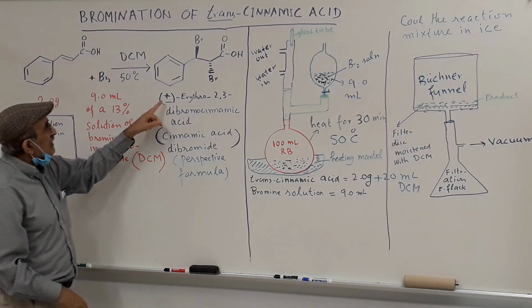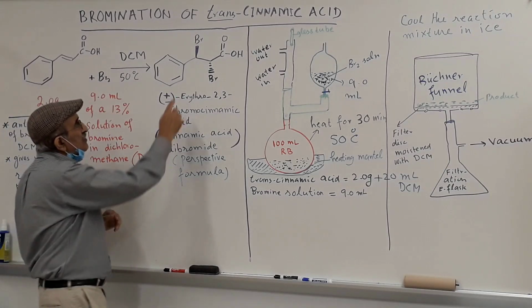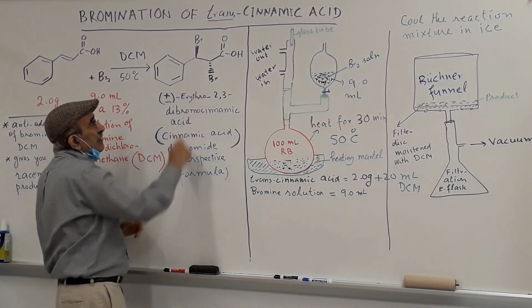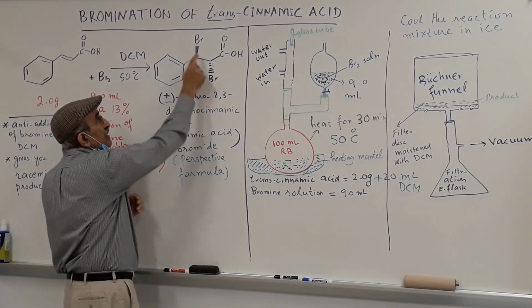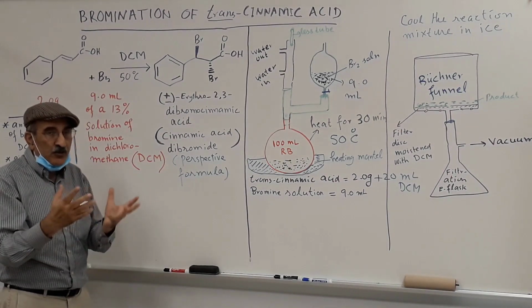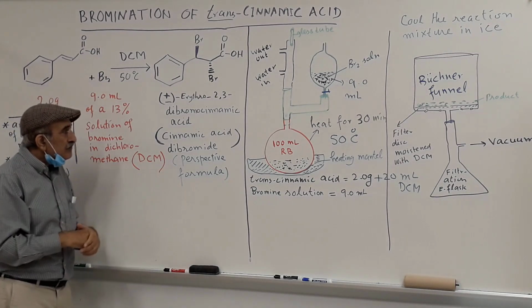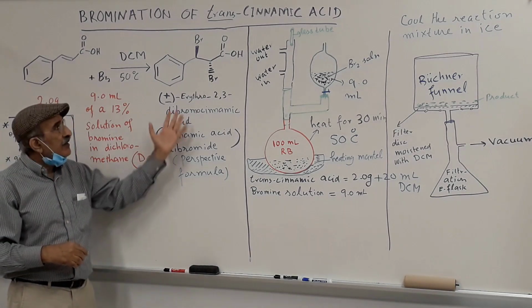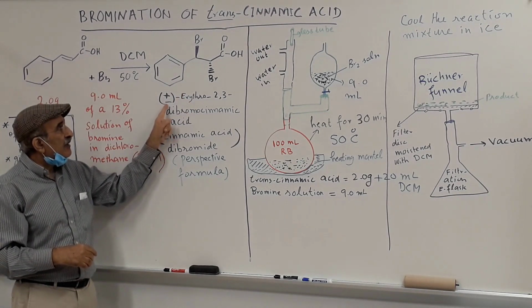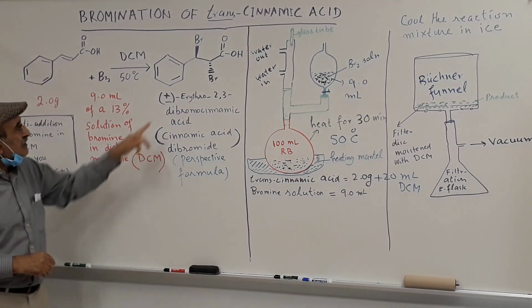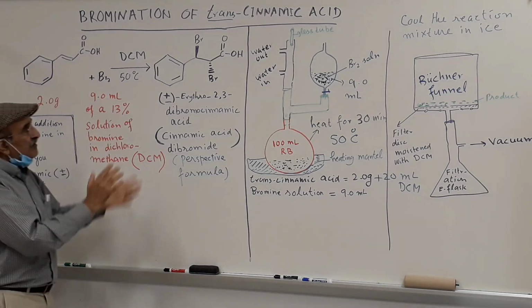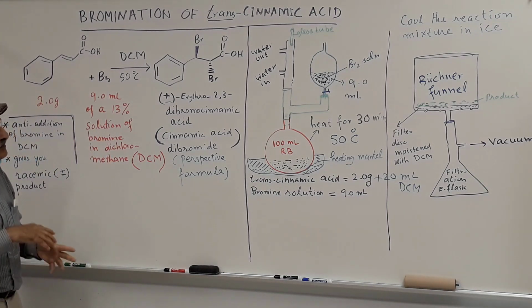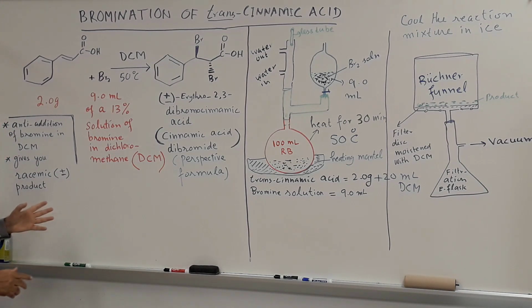Now this is plus minus. Plus minus means that this is one enantiomer, but the other enantiomer where this will be up and that will be down is also produced in equal proportion. Therefore, it's a racemic mixture which is indicated by plus minus. This is a sign of rotation. All right, but the overall mixture doesn't have any rotation at all.